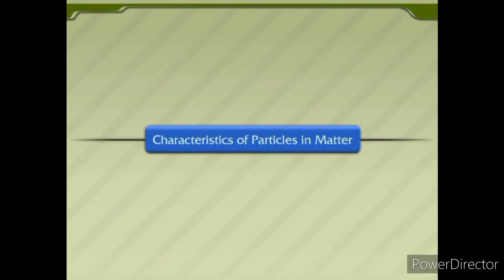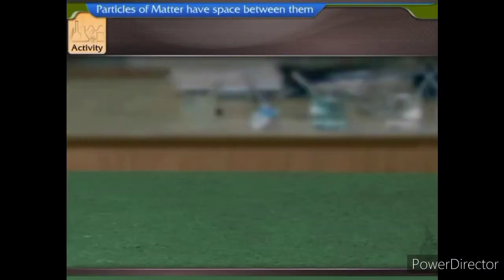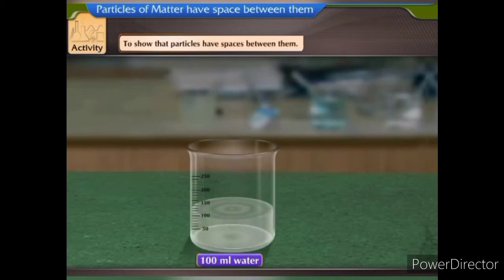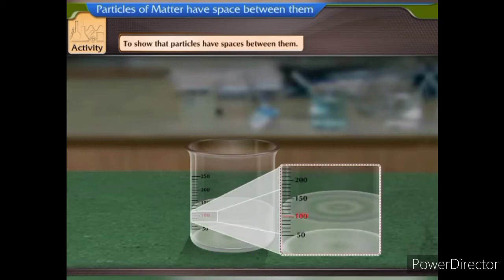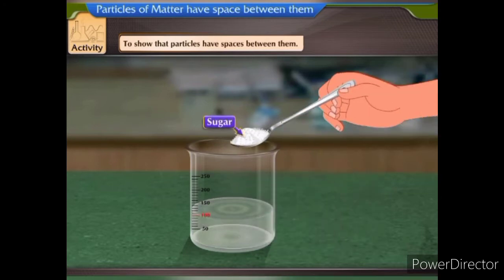Characteristics of particles in matter. Particles of matter have space between them. Let us perform an activity to see that particles in matter have spaces between them. Take 100 milliliters of water in a beaker. Mark the level of water in the beaker with a marker. Add to it 50 grams of sugar.